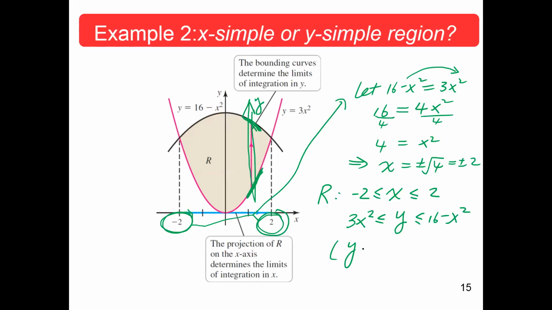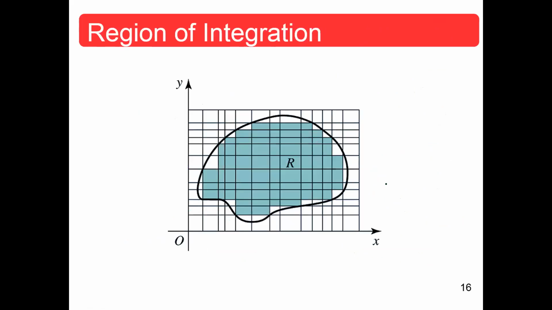So this is a y simple region, as we just mentioned before. That's how you express this region R by using both x and y. So x between -2 and 2, y between 3x squared and 16 minus x squared. All right, next let's look at this graph.